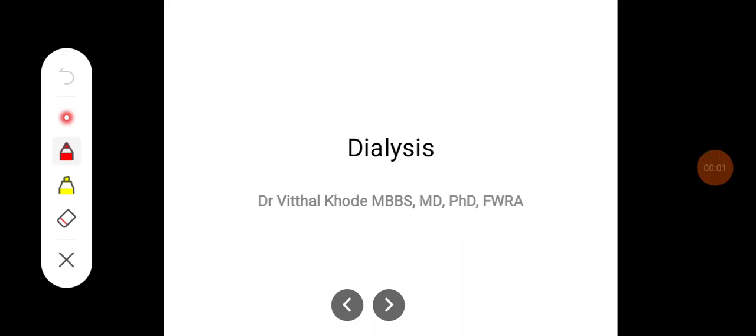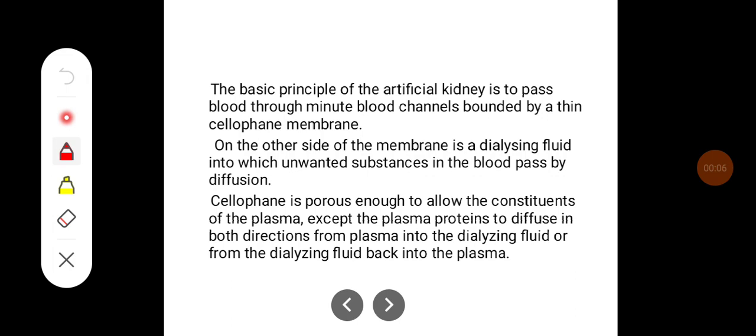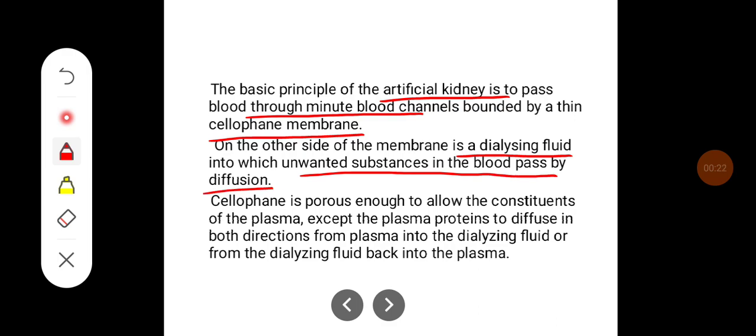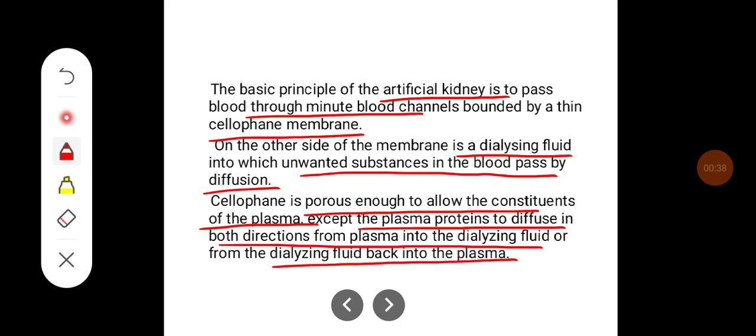Hello everyone. In this class, we'll try to learn about dialysis. The basic principle of artificial kidney or dialysis is to pass blood through minute blood channels bounded by a thin cellophane membrane. On the other side of the membrane is a dialyzing fluid into which the unwanted substances in the blood pass by diffusion. Cellophane is porous enough to allow all the constituents of plasma except the plasma proteins to diffuse in both directions, from plasma into dialyzing fluid or from the dialyzing fluid back into the plasma.